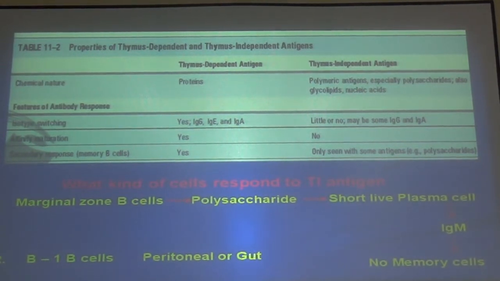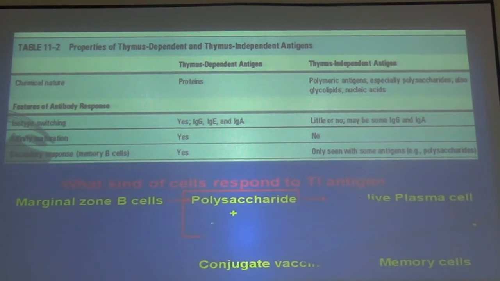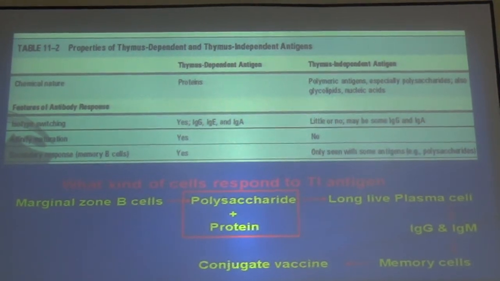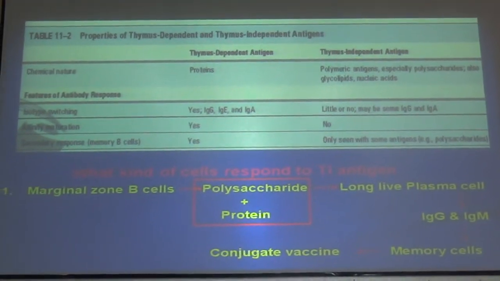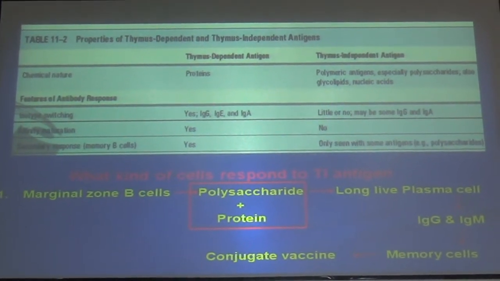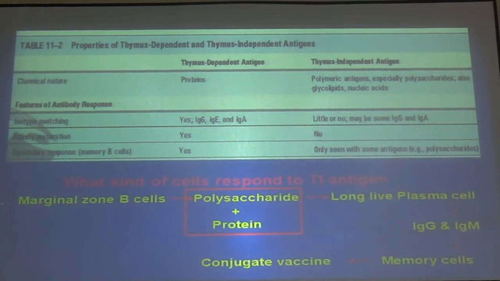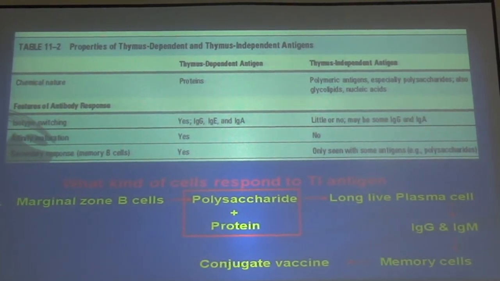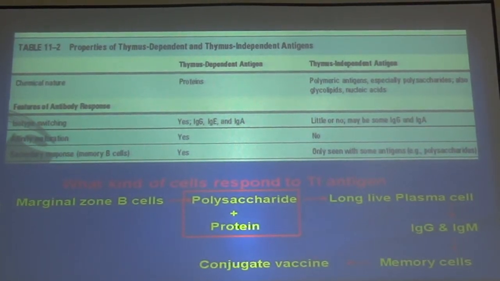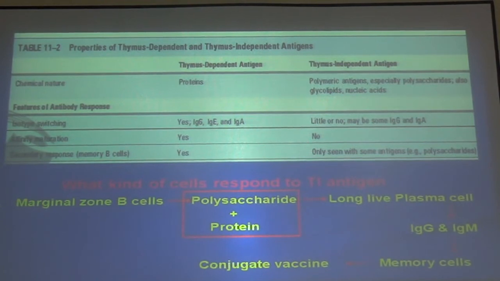What they do, they join the protein to those polysaccharides on the streptococcus, for example. So it is the hapten now. They join the protein to the polysaccharide and use that as a vaccine. When they inject this into the children, they produce long-term plasma cells, and they produce mainly IgG and IgM, and also they produce memory cells. That's why they call it a conjugated vaccine.